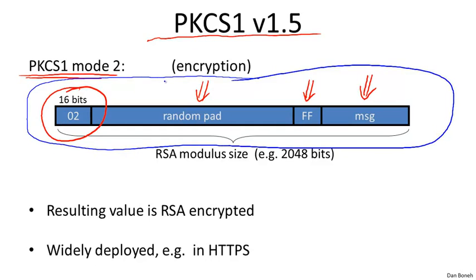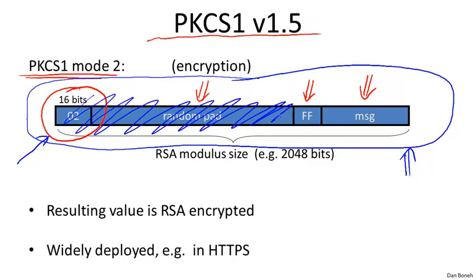Now the decryptor, of course, is going to invert the RSA function. He's going to get back this blob. He's going to look at the most significant bits and he's going to say, there's a 02 in there. That means that this is PKCS 1 formatted. Since it's PKCS 1 formatted, it's going to remove the 02. It's going to remove all the random pad up until the FF. And then anything that remains beyond that is the original message, which is then used to, say, decrypt the actual body of the ciphertext. And as I said, this mechanism is extremely widely deployed. For example, it's used in HTTPS.